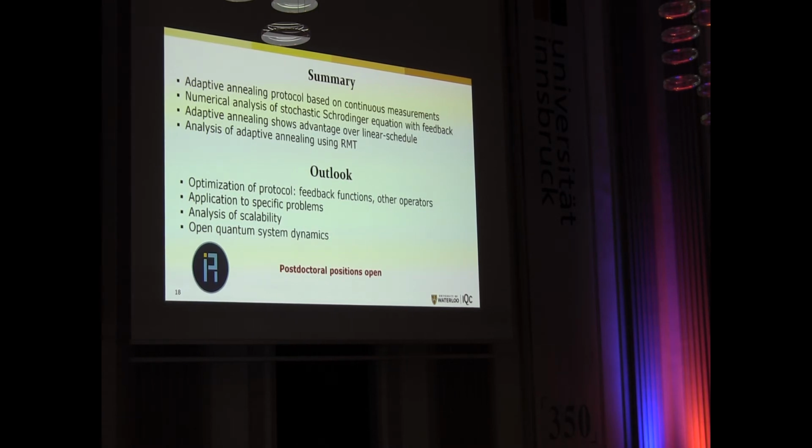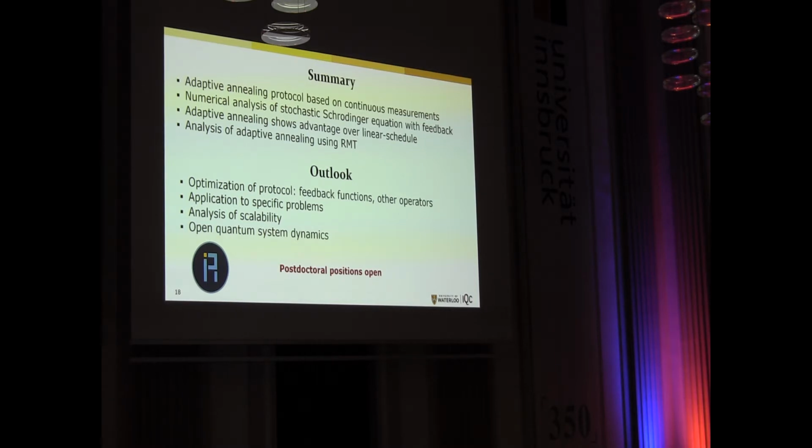So with this, I would like to summarize. I presented an adaptive annealing protocol based on continuous measurements. We did a numerical analysis of this protocol using the stochastic Schrodinger equation with feedback. We find for up to 10, 15 qubits or so that there is an advantage for many random instances. We also started an analysis of adaptive annealing using RMT. And next, we are interested in optimizing this protocol.